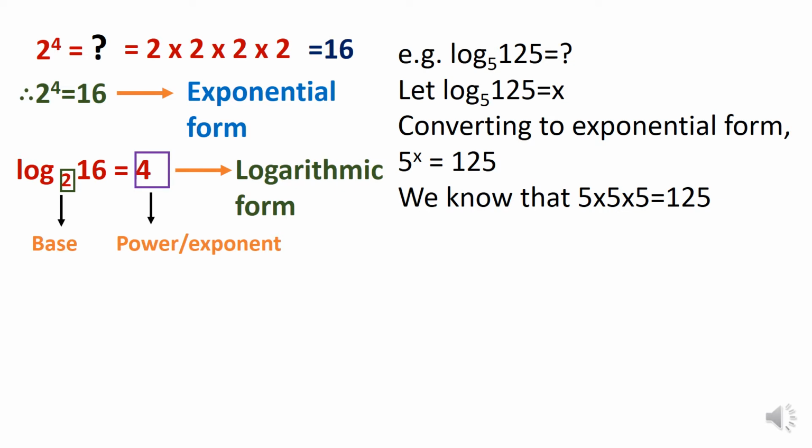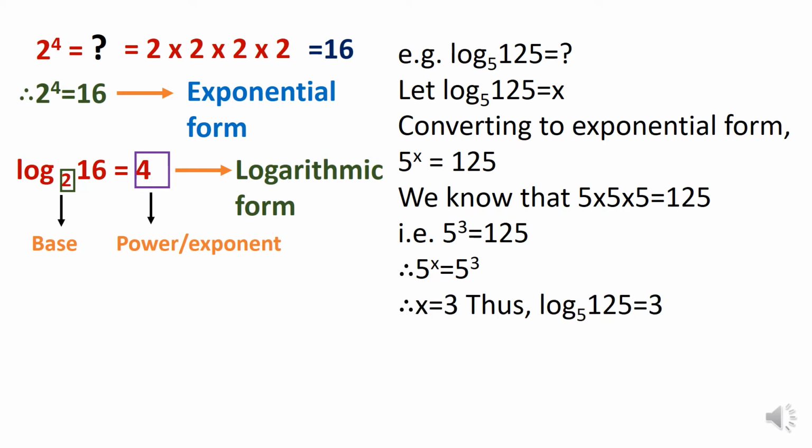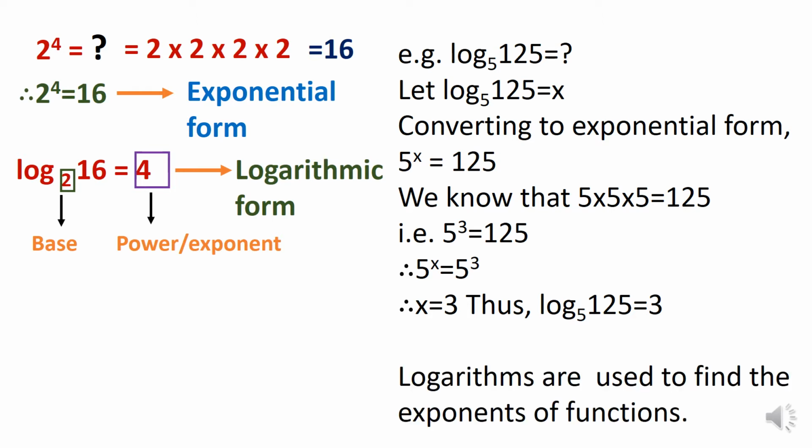Now we know that 5 into 5 into 5, that is 5 multiplied 3 times, gives us 125. Thus 5 cube is 125, or 5 raised to 3 is 125. Therefore we can say that 5 raised to x is the same as 5 raised to 3. So we say that x is equal to 3. Thus the answer, log 125 to the base 5, is 3. So one use of logarithms is to find the exponents of functions.